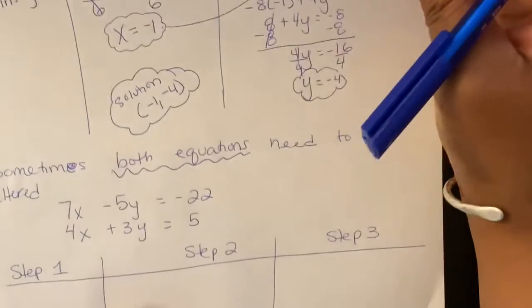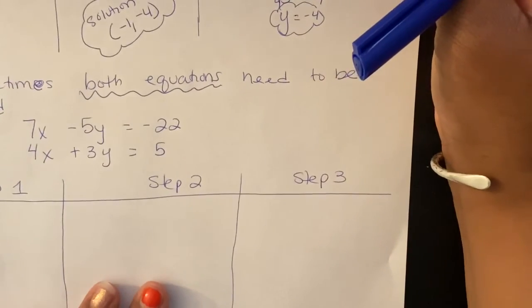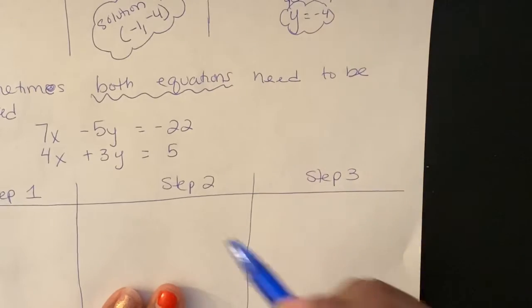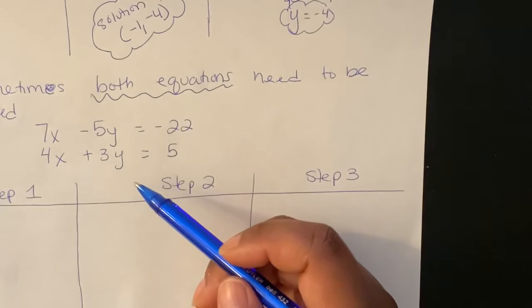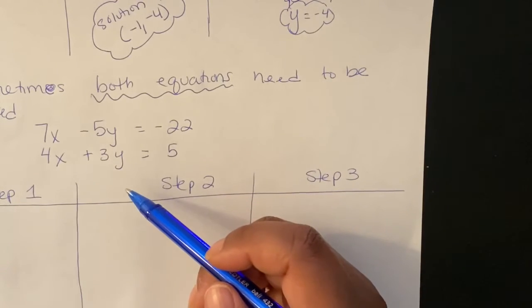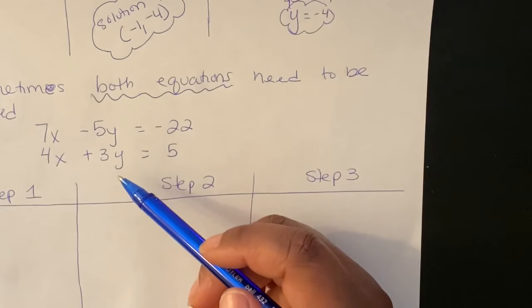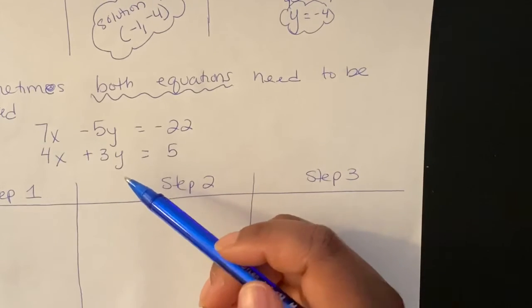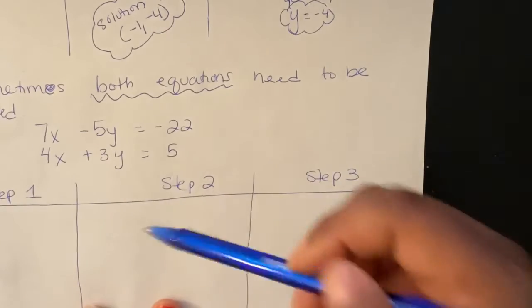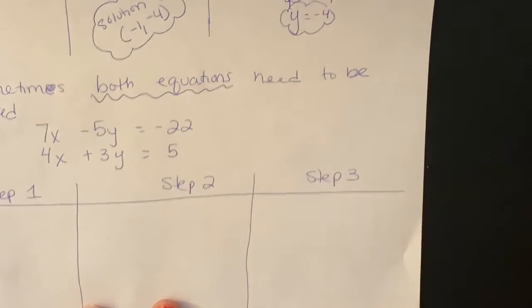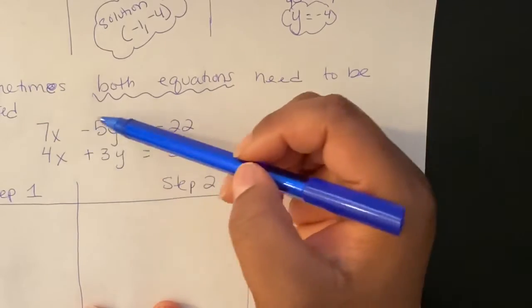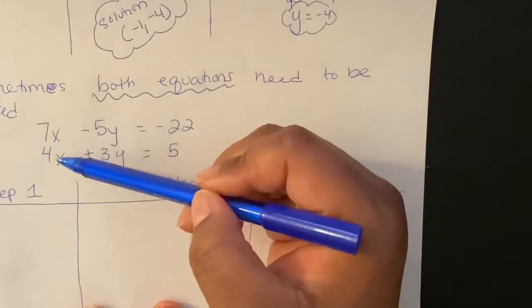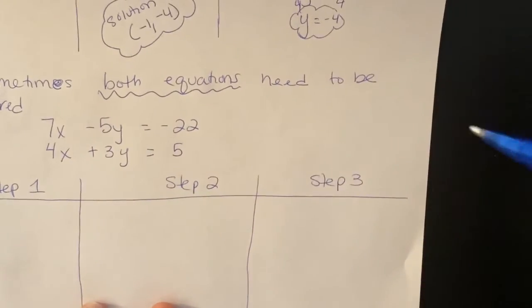Okay. Now, there will be a situation where you have to multiply both of the equations by a number. So far in our two practice problems or two notes problems, we only multiply one equation by a number. Now we have to multiply both equations by whatever number it needs to be multiplied by to cancel out whatever variable you choose. So here we have 7x minus 5y equals negative 22, and 4x plus 3y equals 5.